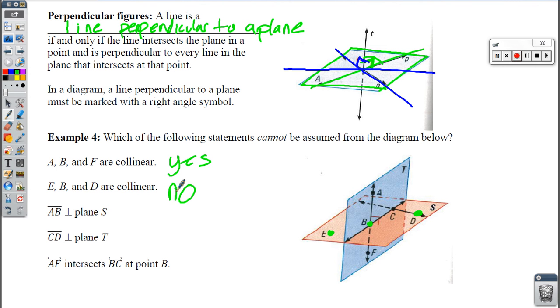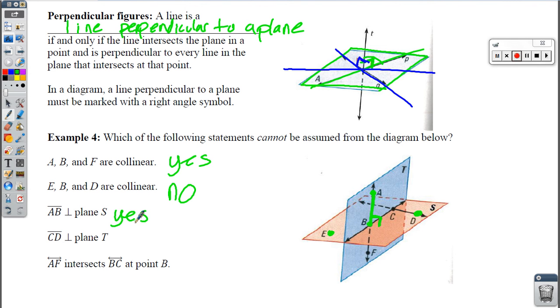All right, let's see, segment AB, that's this segment right here. Segment AB is perpendicular. Again, that upside down T means perpendicular. So segment AB is perpendicular to plane S. S is the red plane. Well, maybe a little hard to see here, but there is a perpendicular marking there. So yes, we can assume that because it's marked perpendicular.